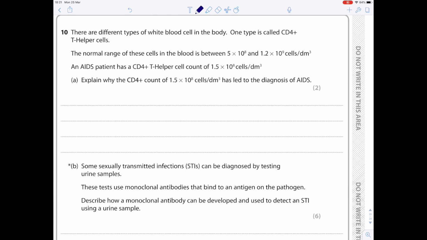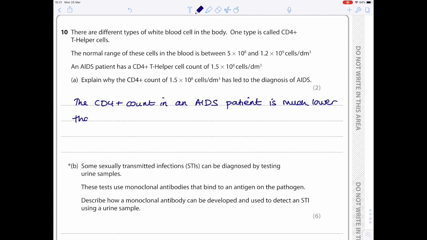So let's make that comment first of all by stating what we can see, which is that this CD4 plus count is much lower than the normal range. And why is this? That's because the HIV virus has destroyed the white blood cells.